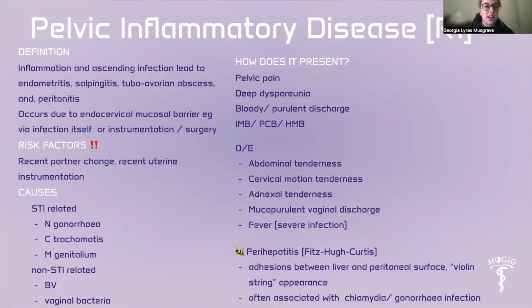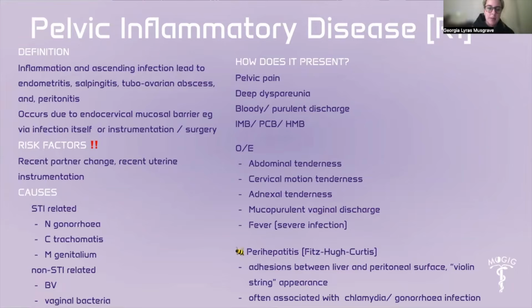So STIs that cause it would include gonorrhea, chlamydia, and mycoplasma genitalium. And our non-STI infectious causes are BV or to do with the vaginal bacteria in general. It will present with pelvic pain, deep dyspareunia, bloody or purulent discharge, and abnormal uterine bleeding, like intermenstrual, postcoital, or heavy menstrual bleeding. On examination, you'll see abdominal tenderness, cervical motion tenderness, adnexal tenderness, and mucopurulent discharge, potentially fever as well.